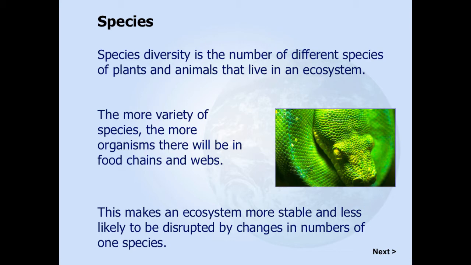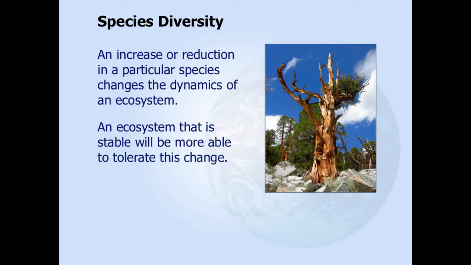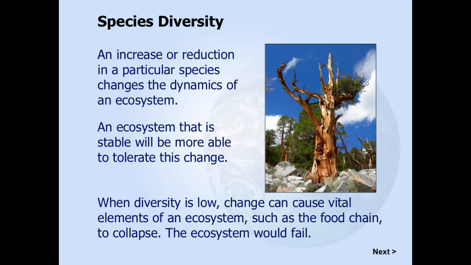So if there is very small biodiversity and one species crashes, like I said, the whole food web and ecosystem could crash, especially if it was a producer or a primary consumer. So biodiversity helps ecosystems to maintain themselves, including the food web. An increase or a reduction of a particular species can greatly change the dynamic of an ecosystem. An ecosystem that is stable will be more able to tolerate changes. When biodiversity is low, changes can cause vital elements in the ecosystem, such as a food chain, to collapse, and the entire ecosystem will fall.